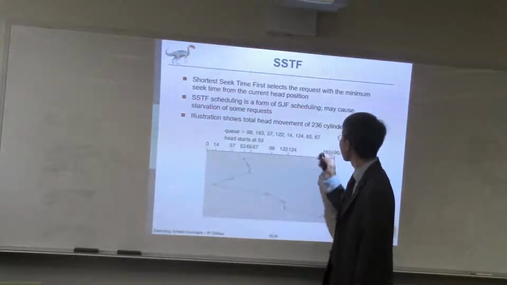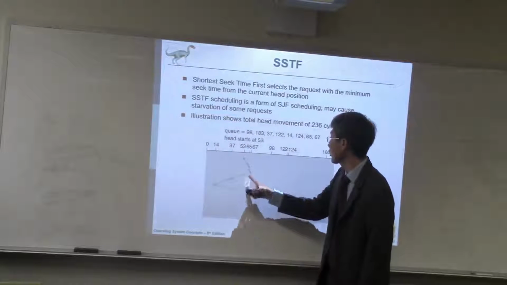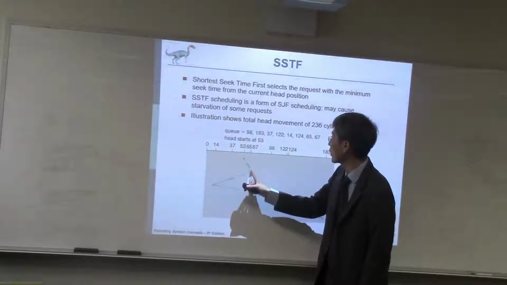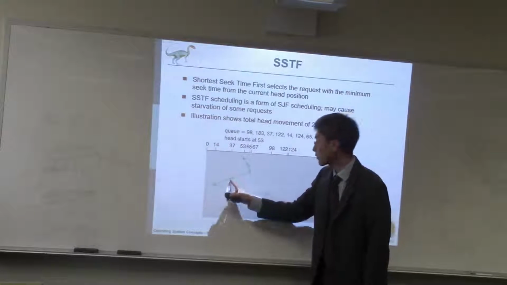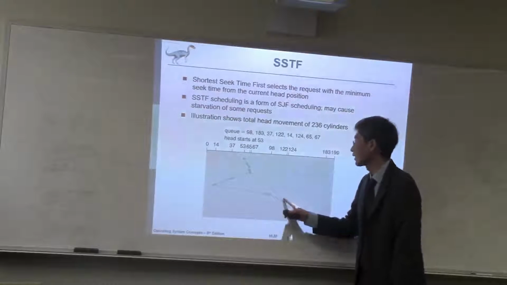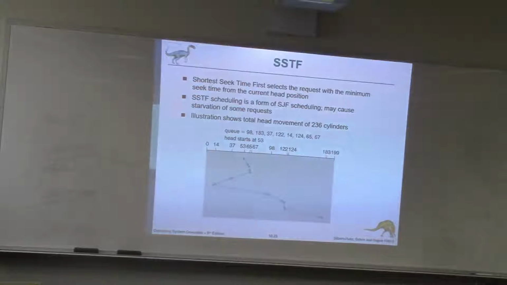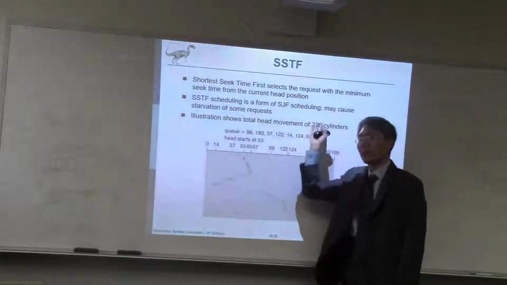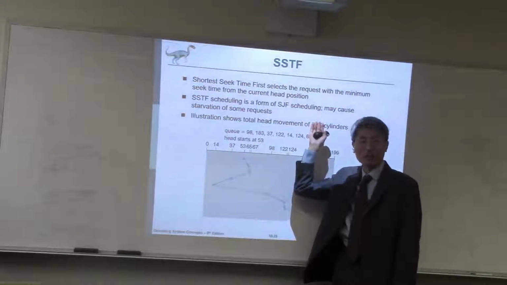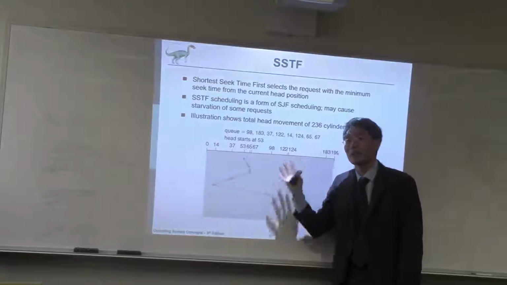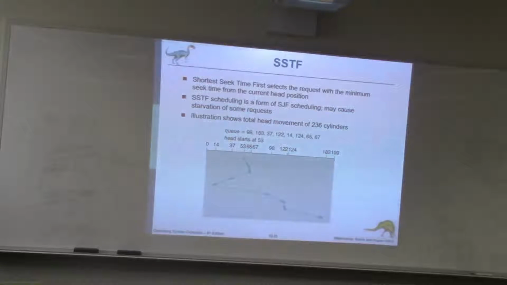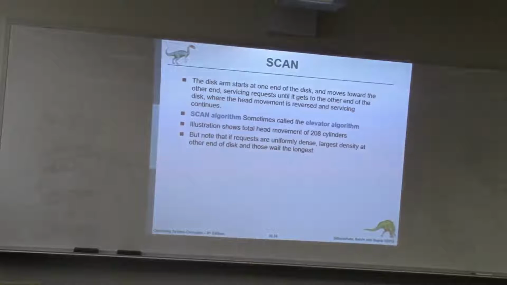Then from 65, which one is the nearest one? 67. From 67, which one is the nearest? 37. And from 37, 14, and next. So that is the shortest seek time first. When I calculated again, when I got back home yesterday, it was 236. Probably I missed it somewhere. Okay, that is the shortest seek time first.